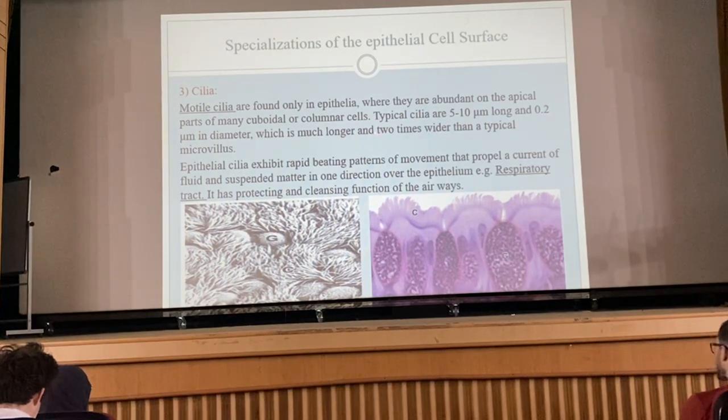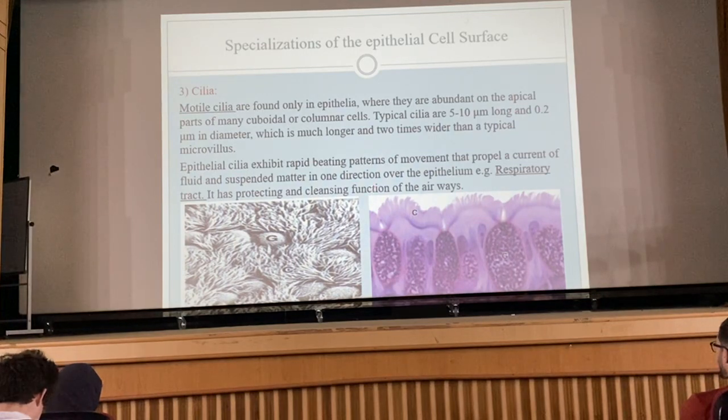They are longer and two times wider than typical microvilli. So cilia are longer and wider than the microvilli. Epithelial cilia exhibit a rapid beating pattern of movement. So they are propelling and pushing the sputum, for example, in the trachea, in the upper respiratory tract. It has a protective and cleaning function of the airways.